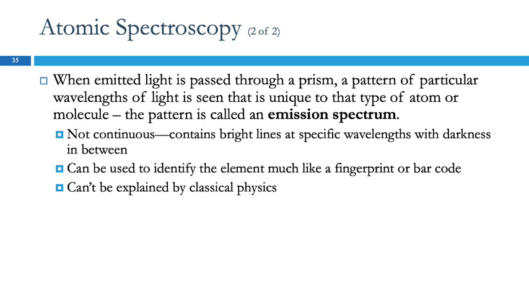When the light from one of these elements is passed through a prism, instead of seeing a continuous spectrum, a rainbow, we see a pattern of particular wavelengths of light. It's called an emission spectrum. And so we'll see some colored lines and then darkness in between. This can be used to identify an element, much like a fingerprint or a barcode. It's unique to that element. And classical physics cannot explain why this happens.